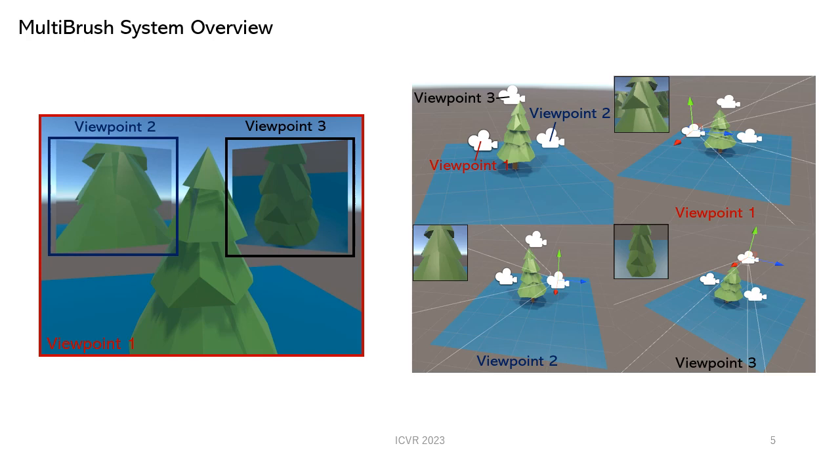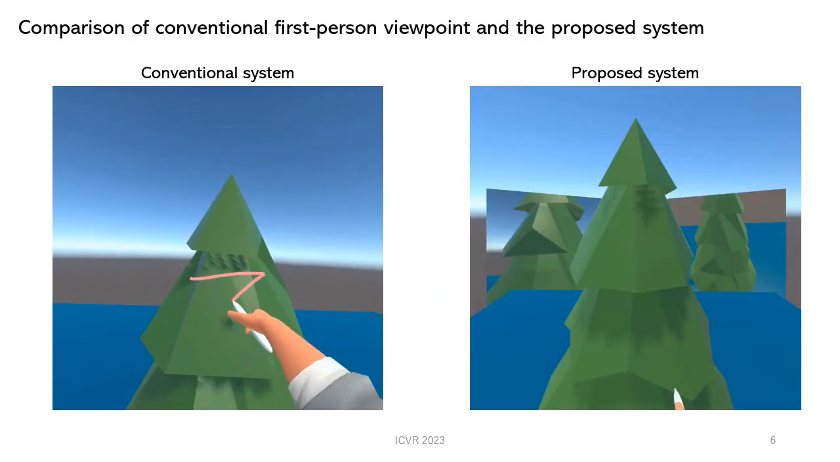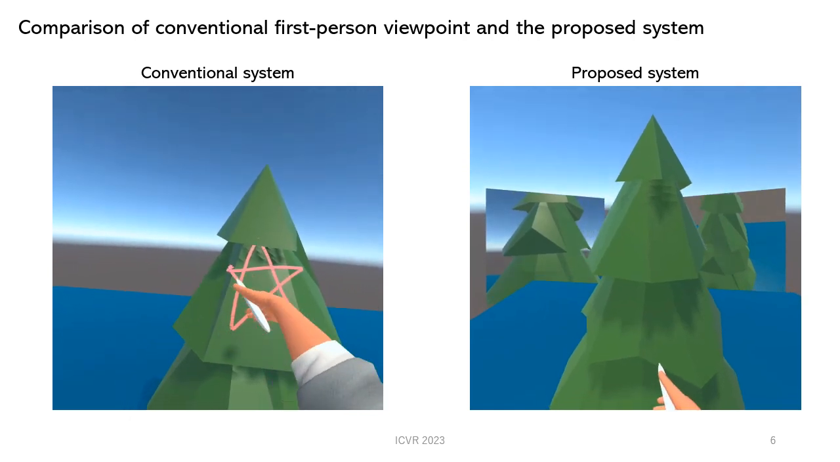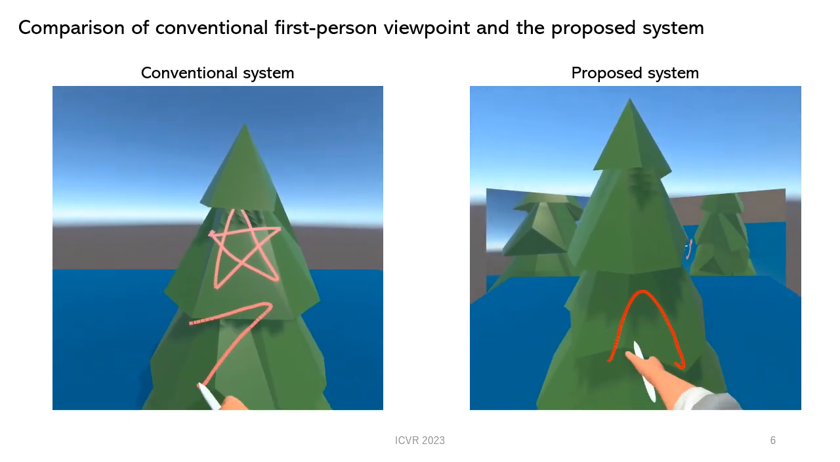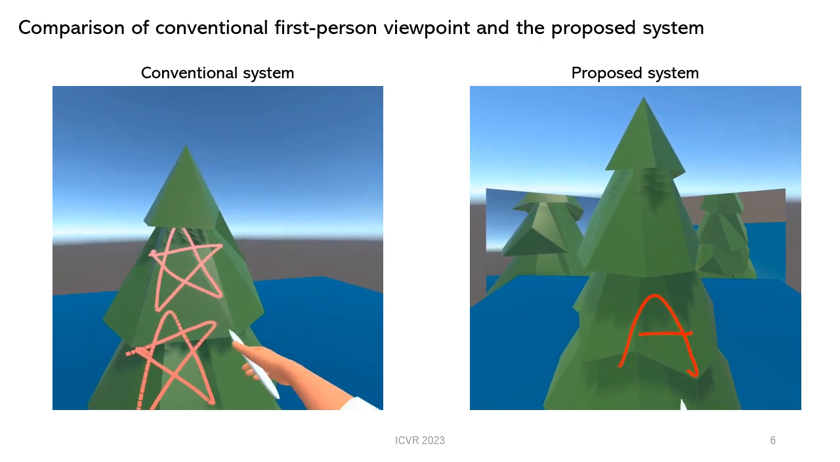Please see the figure on the right. For the proposed MultiBrush system, we set multiple cameras installed in the VR space to realize the multiple viewpoint technique. The conventional first-person viewpoint and the proposed system are explained using video.